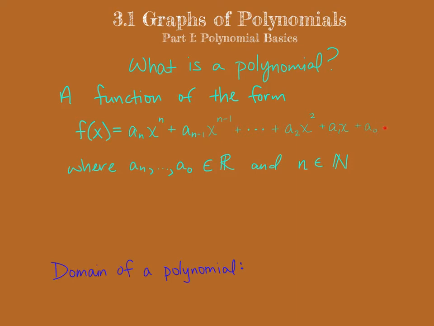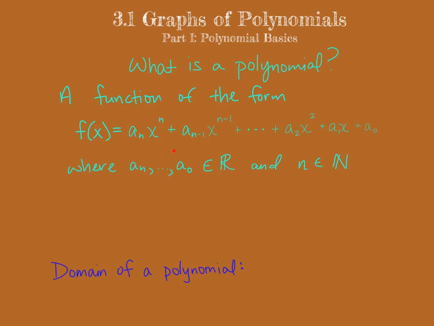It's like the term with x to the 0. There's no x. A sub 1 is the linear term, so it's the coefficient out front of the x to the 1 term. A sub 2 is the coefficient in front of the squared term, and so on. We don't know how big the polynomial is, so we just start with a sub n and x to the n to represent any number. And it's going down until we get to 2, 1, and then nothing.